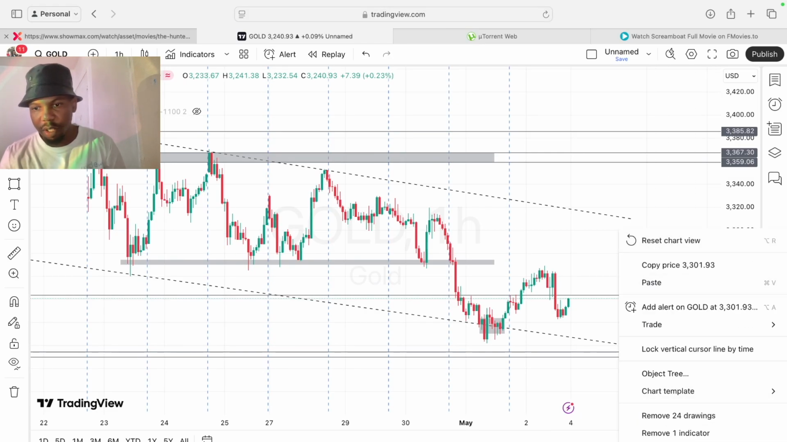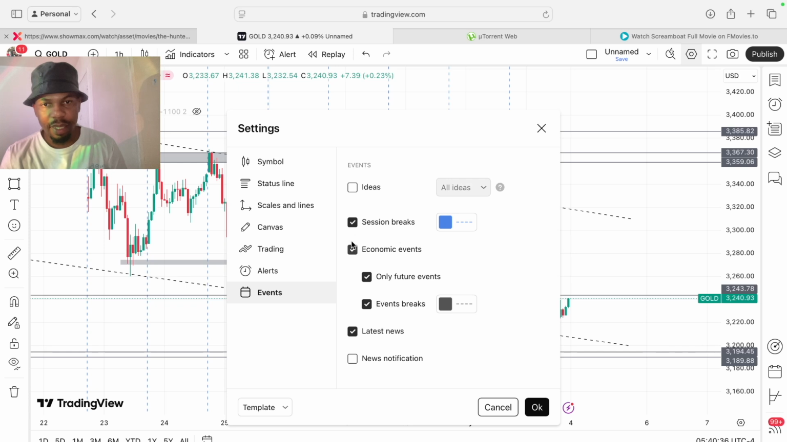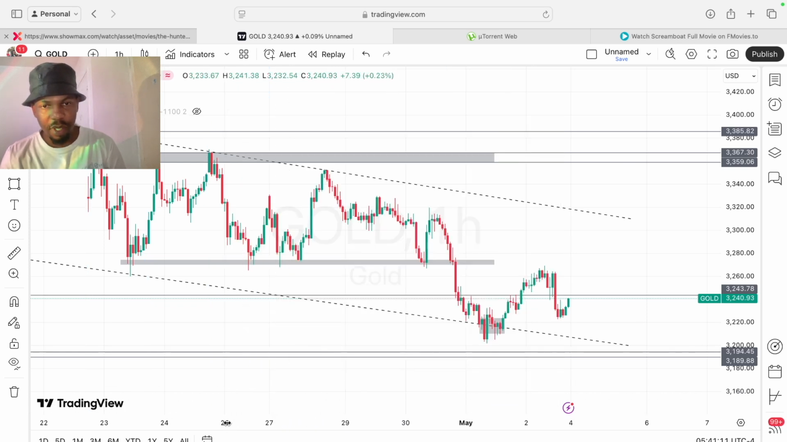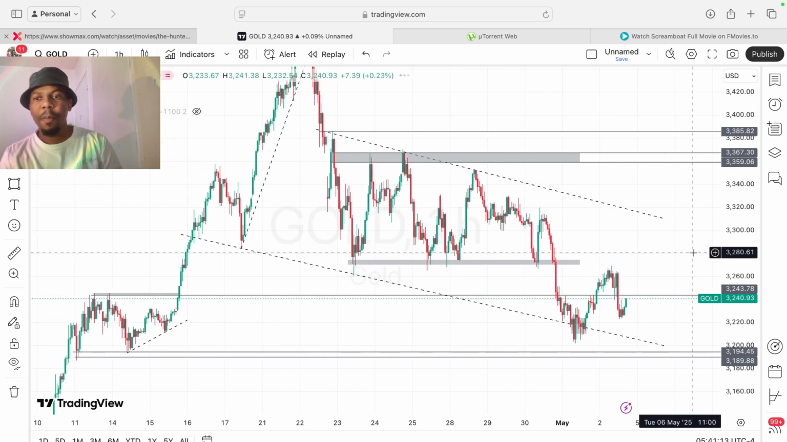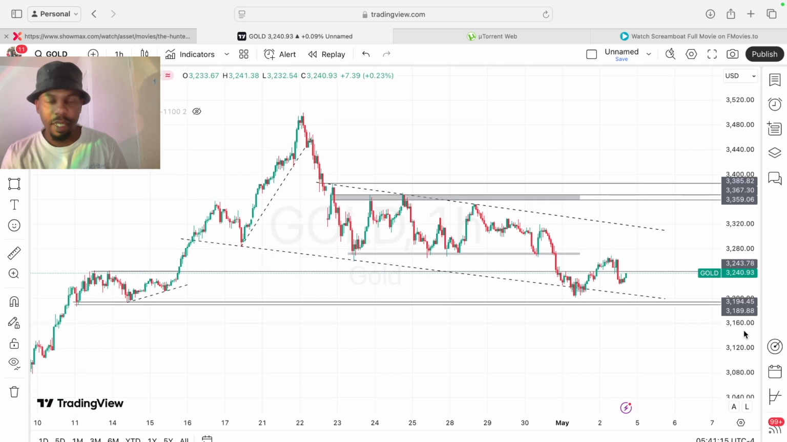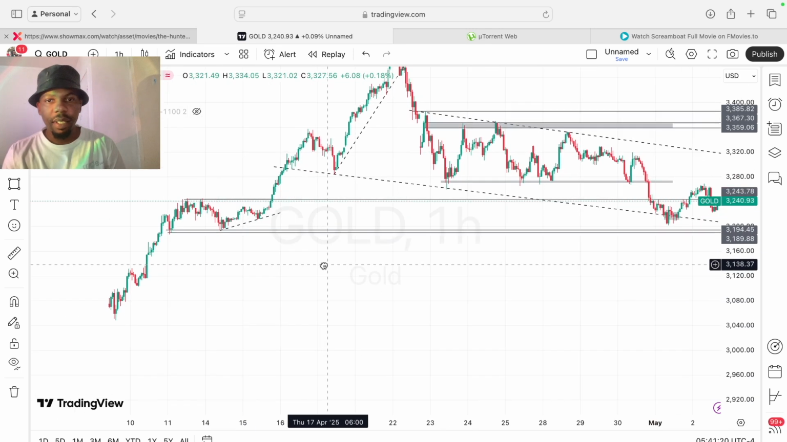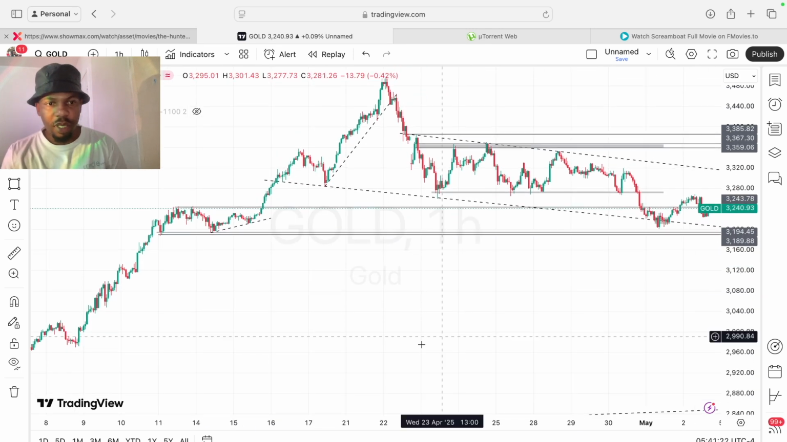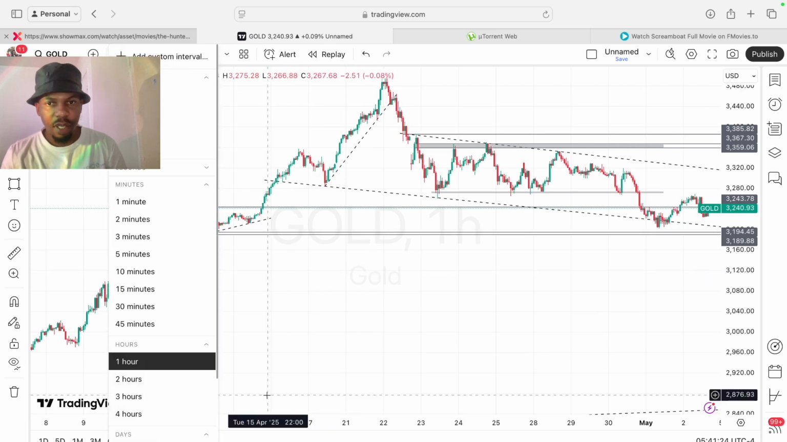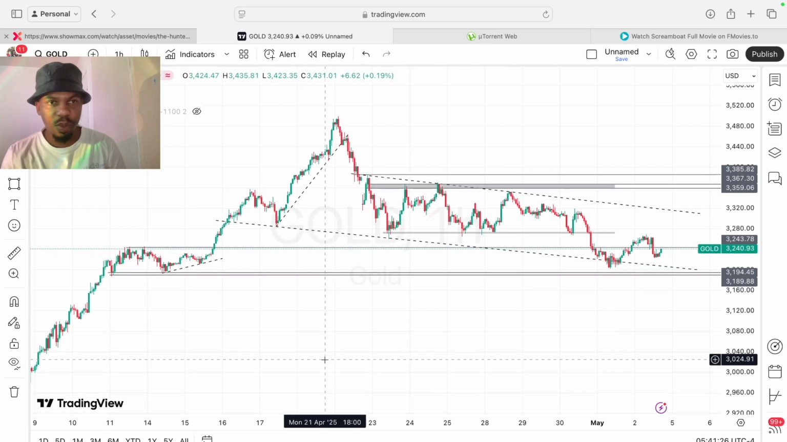So the first thing I'm going to do is remove the period separators, which is the session breaks. Session breaks, for those of you who don't know, show us the beginning and the end of each trading day or cycle. You understand? So looking at gold, this is the H1. This was basically my analysis for the whole week.